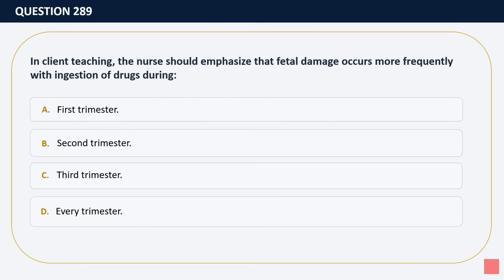Question 289. In client teaching, the nurse should emphasize that fetal damage occurs more frequently with ingestion of drugs during: A. First trimester. B. Second trimester. C. Third trimester. D. Every trimester.